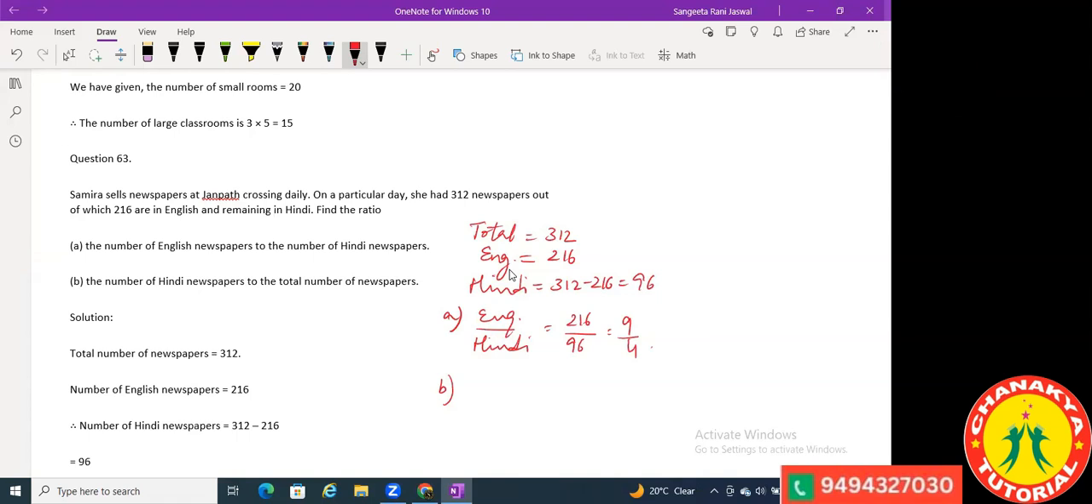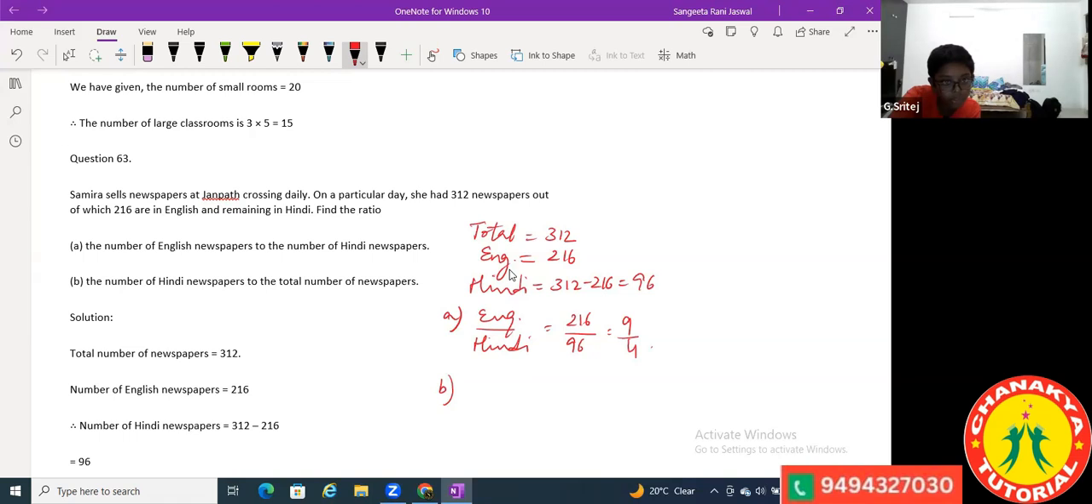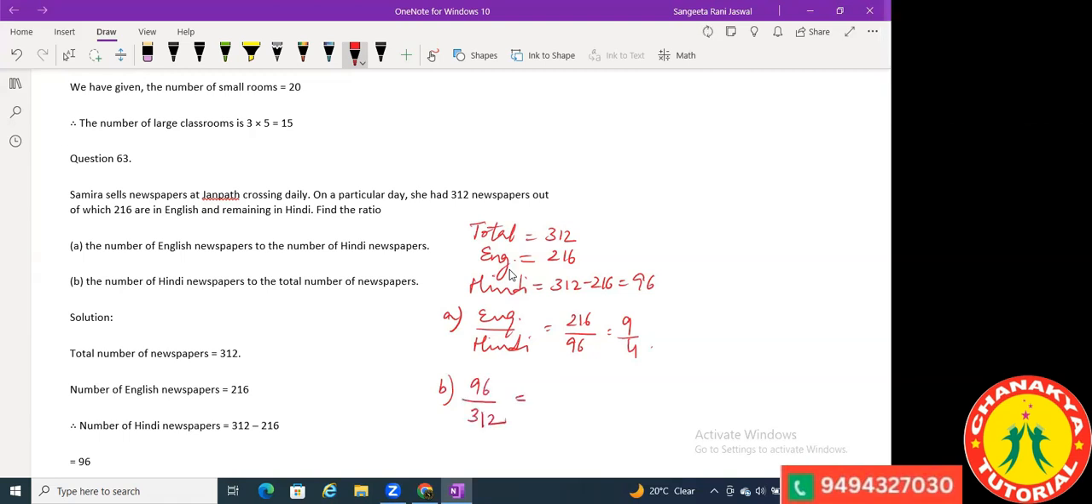Okay, now see the number of Hindi newspapers to the total number of newspapers. Ritesh, tell me what will you do here? Ma'am, the number of Hindi newspapers is equal to 96. The number of total newspapers is equal to 312. So we have to do it in the simplest form. Do it in the simplest form. Tell me the answer.